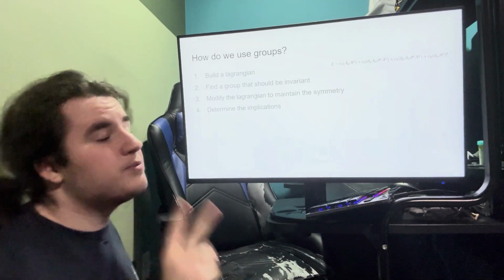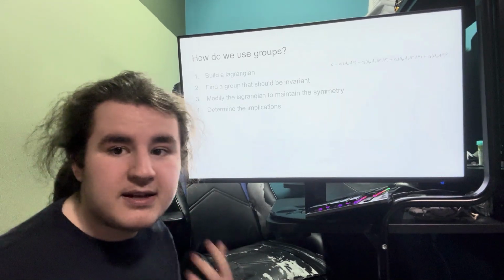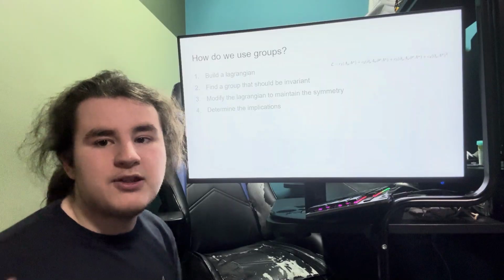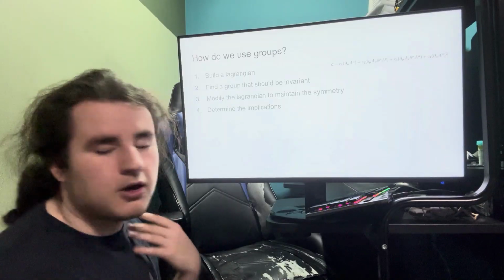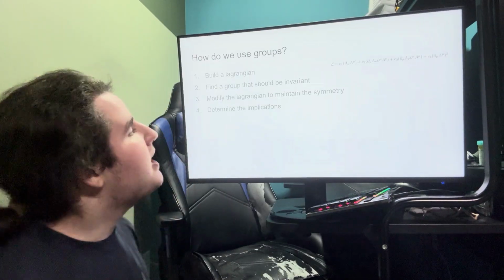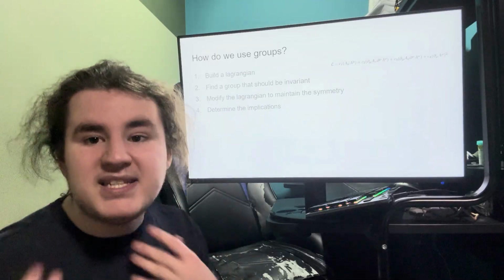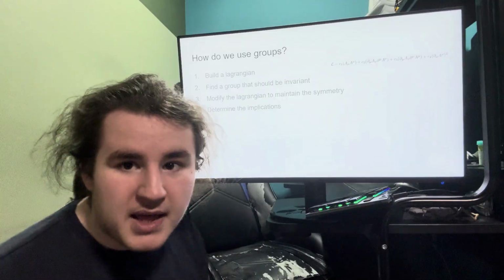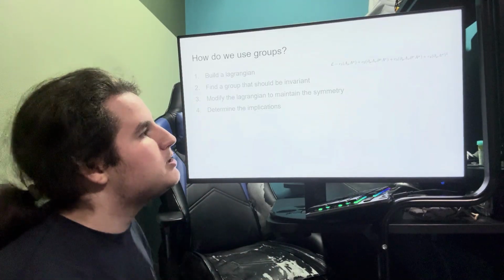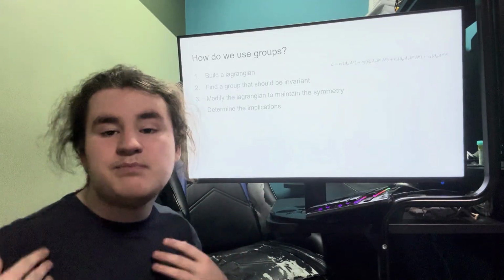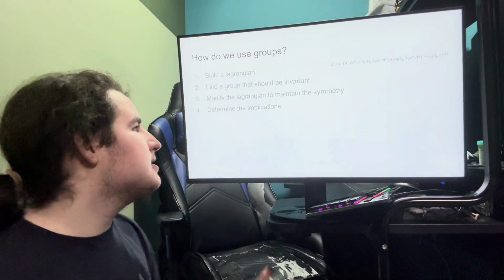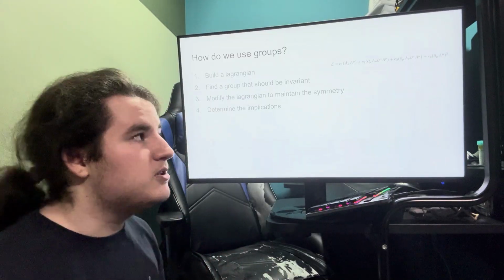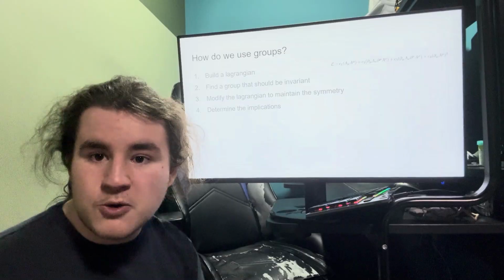Secondly, we find the group that should be invariant. We find a property where we can apply the group onto our vector, and it does nothing. Third, we modify the Lagrangian to maintain that symmetry. And fourth, we determine the implications of that. If we construct our Lagrangian in such a way that certain constants mean certain things, and some constants aren't maintained by the symmetry and they're all 0, then that means those properties don't exist.